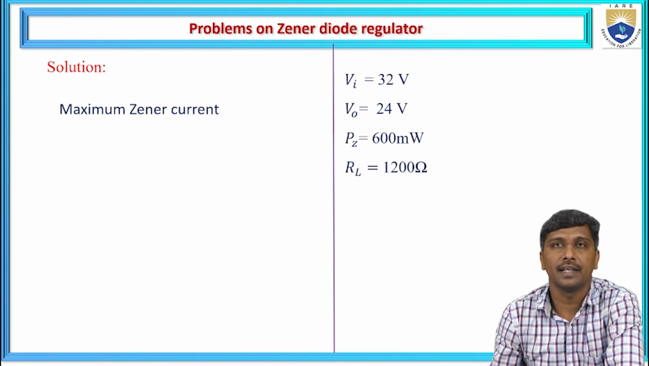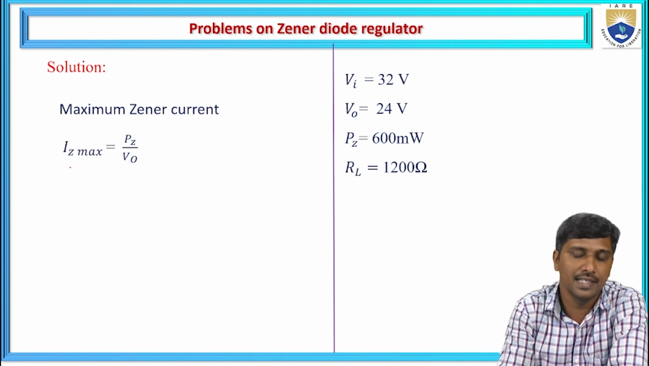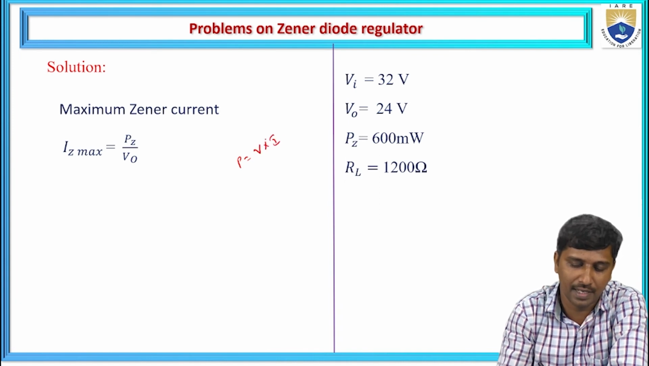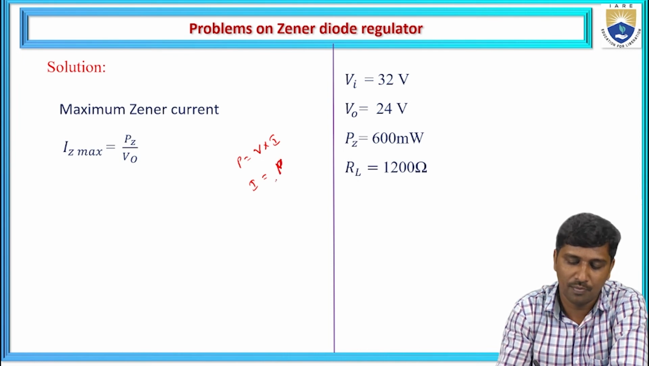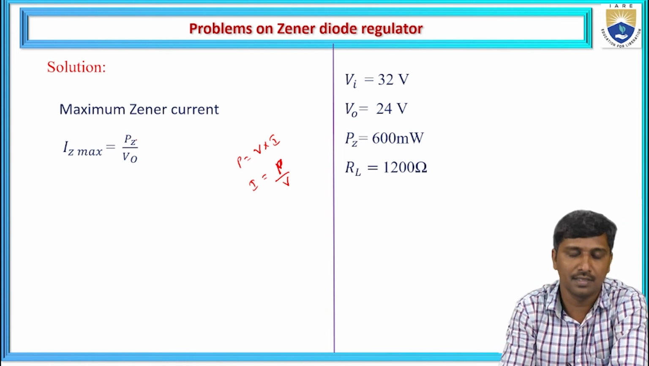Now we need to calculate the maximum Zener current. IZ maximum: we know that power is the product of V and I. From this, I need to calculate I, which is the ratio of power to voltage. So I is represented as the Zener power to the Zener output voltage, that is V0.